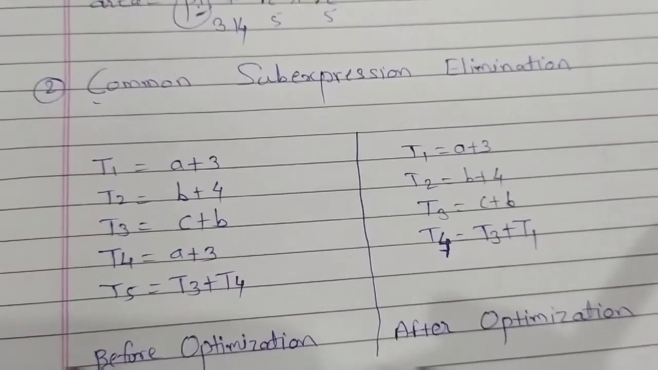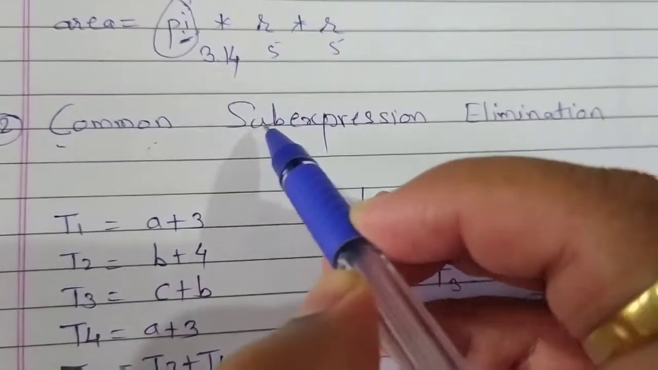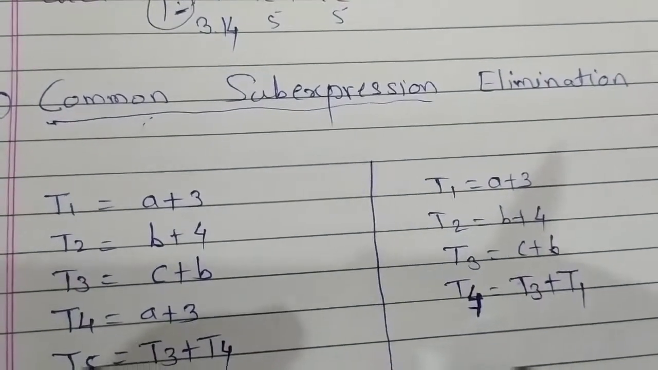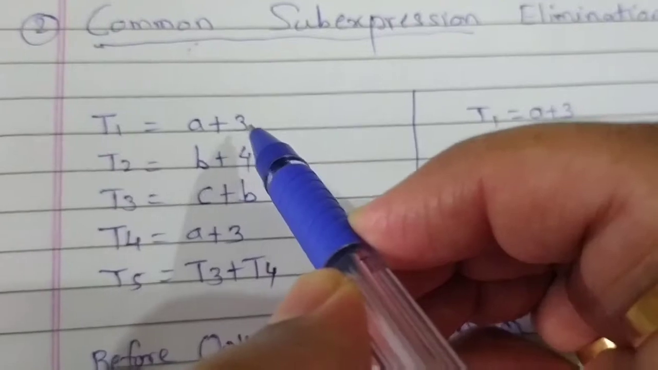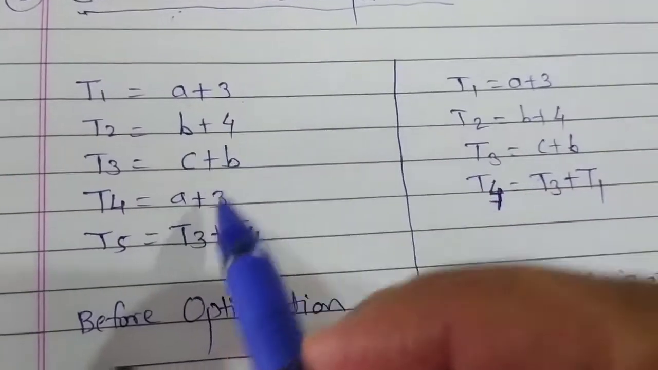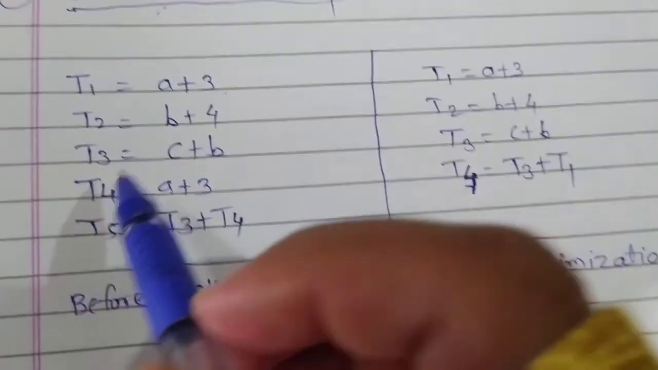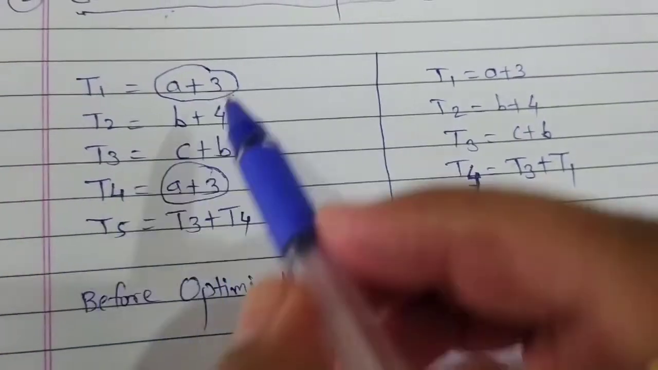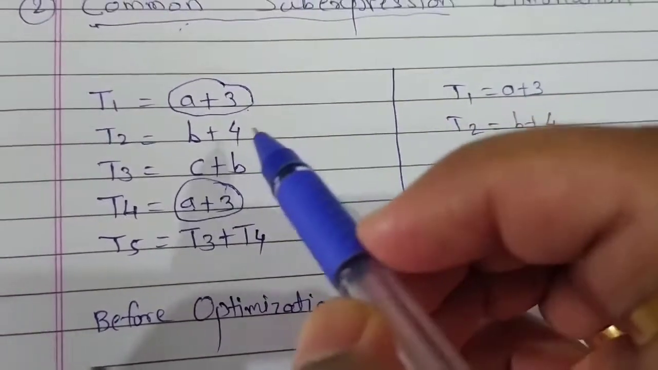The next technique for code optimization is common sub-expression elimination. What do you mean by common sub-expression? Common sub-expressions are those expressions which are repeated unnecessarily. For example, look at this example. Here we are calculating the value of t1, which is a plus 3, and again we are calculating the value a plus 3 and allocating it to t4. Now we are calculating this value a plus 3 two times. So instead of having two operations, we can replace it by one expression.